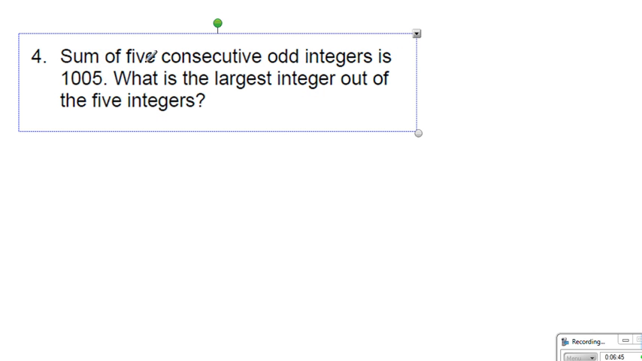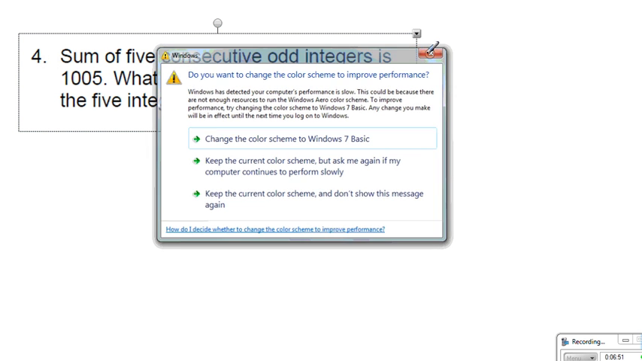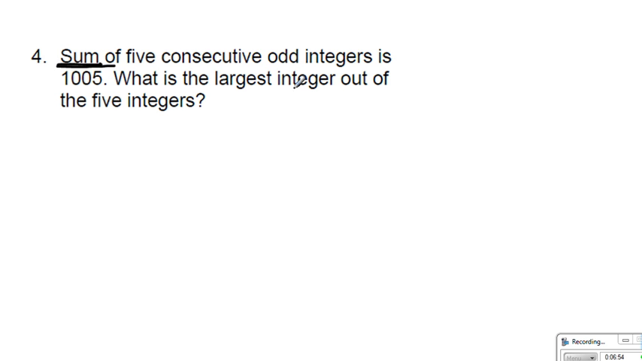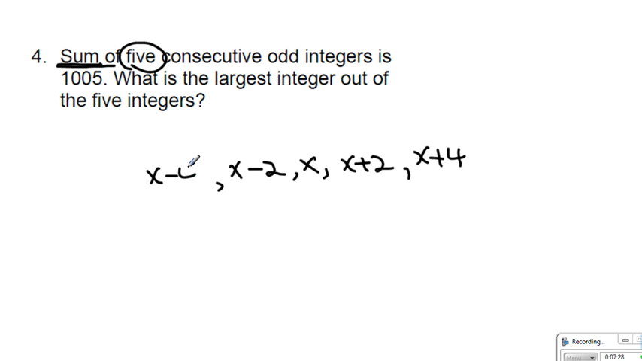In this case, the sum of 5 consecutive odd integers is 1005. Now, sum is 1005. Then, as we mentioned, we don't always have to have the x as the smallest. Since we have an odd number of consecutive integers, we can let x be the middle number. Since odd integers, if you remember correctly, even and odd, they all increase by 2 or decrease by 2. So our next numbers will be x plus 2 and x minus 2. Our next numbers will be x plus 4 and x minus 4. There it goes. We have 5 numbers.